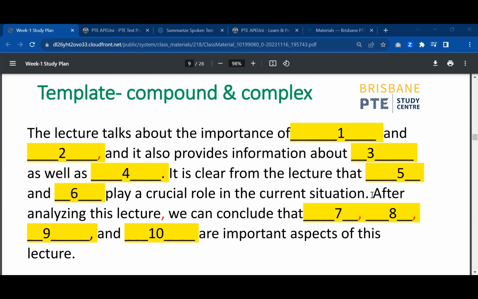After analyzing this lecture, we can conclude that 7, 8, 9, and 10. After 9, you have another comma. And 10 are important aspects of this lecture. Okay, this is the full template. What will we do now? We will listen to audio.